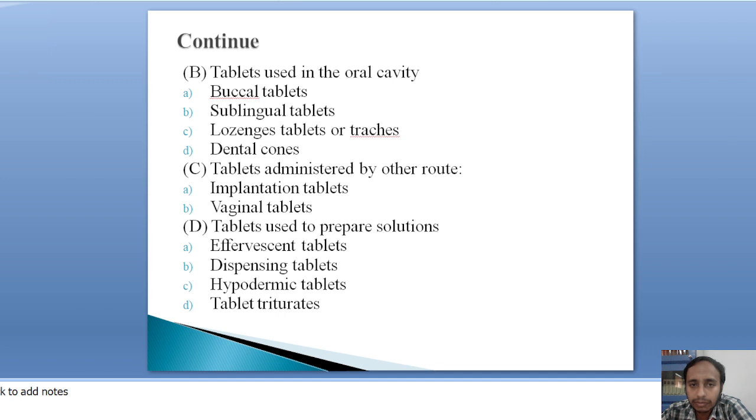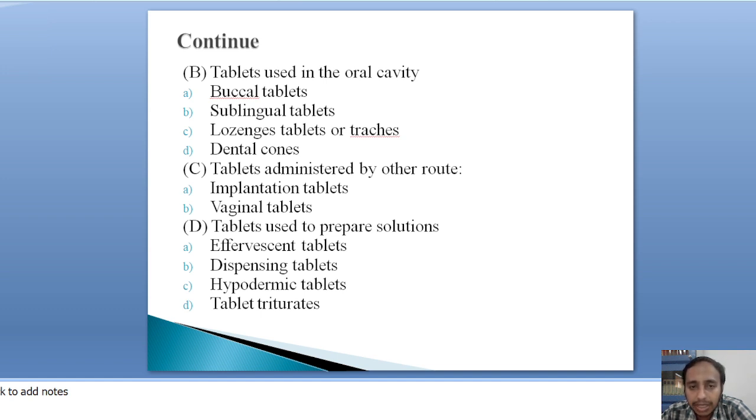Next is tablets used in the oral cavity. Oral cavity means our mouth. In the oral cavity we use certain tablets like buccal tablets, sublingual tablets, lozenges, and dental cones. You might have heard this term, buccal. Buccal means our cheek, the side of the cheek. When we place the tablet in the side of the cheek inside our mouth, it is called a buccal tablet. Then sublingual. Sublingual means beneath the tongue.